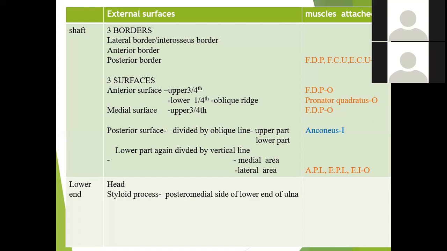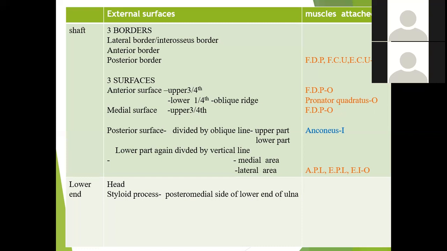Next we are coming to the lower part. The lower part has two areas, medial area and lateral area. Now we are leaving the medial area. The lateral area gives origin for three muscles. Please remember, the lateral area gives origin for three muscles. What are the muscles? Abductor pollicis longus above, the next one is extensor pollicis longus, and the last, third muscle is extensor indicis.